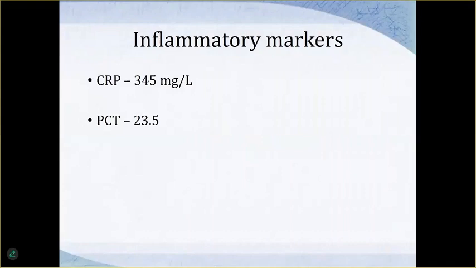PCT 23.5 and the CRP 345 plus. Yeah. So now these are the two tests that we use most often. CRP, because most of the hospitals have access to do this test.